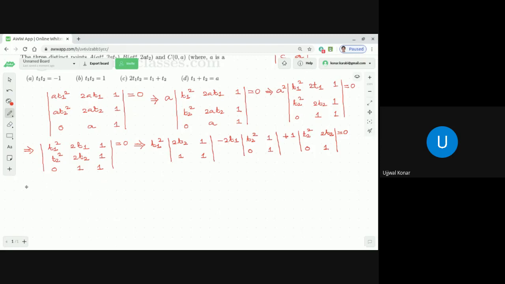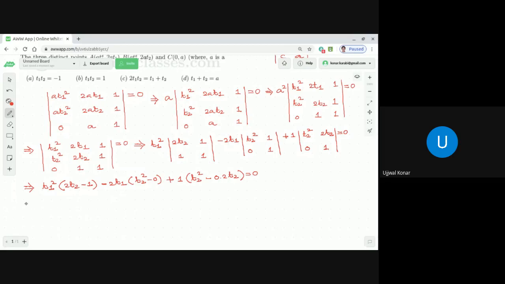So now let's compute this. t1² into (2t2 minus 1), minus 2t1 into (t2² minus 0), plus (t2² minus 0) into... here it is 1 into t2² minus 0 into 2t2, which is equal to 0.